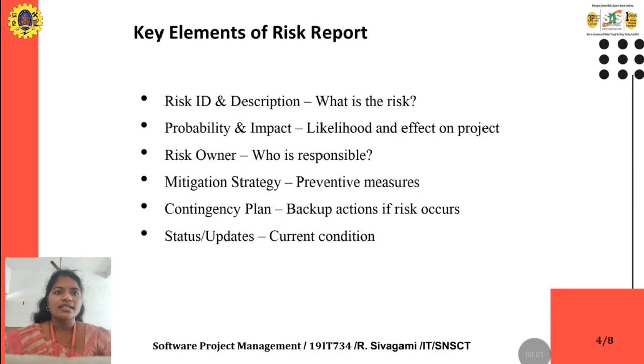The next one is key elements of risk reporting. The first ones are risk ID and description, probability and impact, risk owner, mitigation strategy, contingency plan, status and updates. What is meant by risk ID and description? It means what the risk is. We identify what type of risk has happened in our project. The next one is probability and impact. It means how it affects the project.